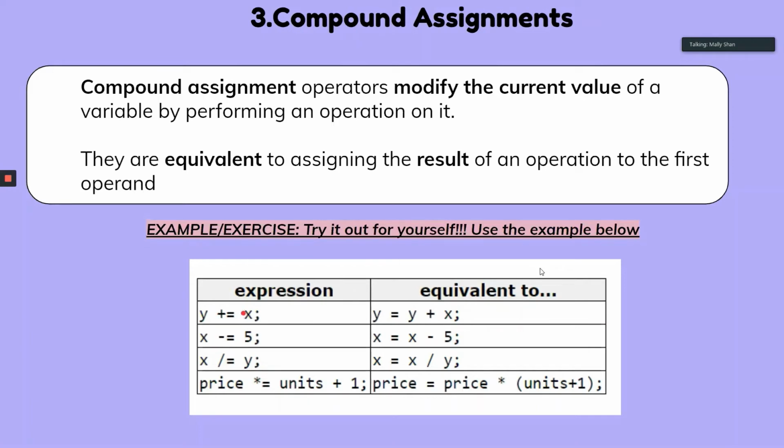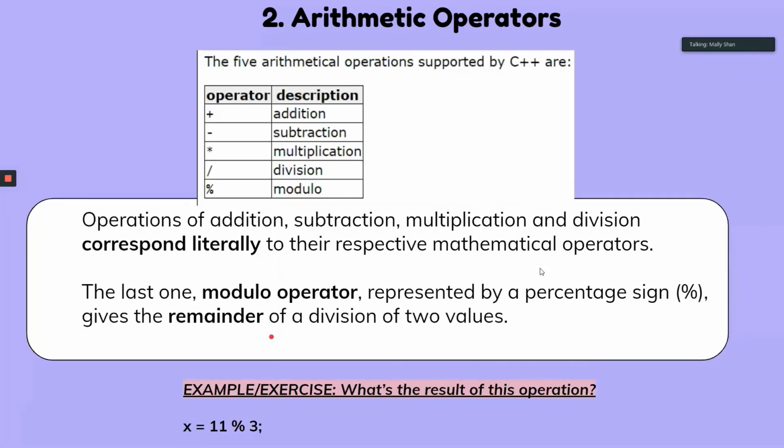Some people like it, it's shorthand basically. It lets them write more code in less amount of time. And so x equals x minus 5 is the same thing as x minus equals 5. And again, they just do the same operations. Compound assignments are the same as arithmetic operators.